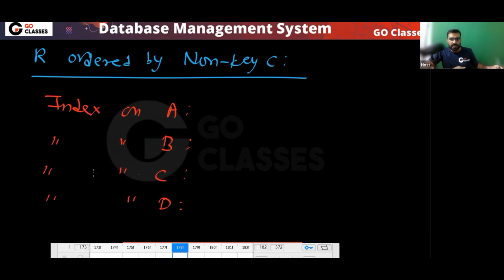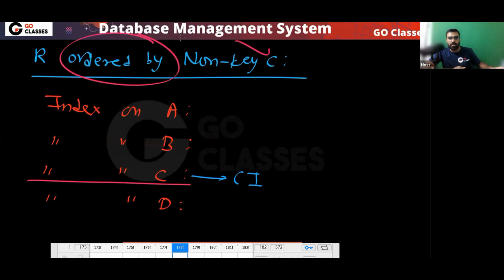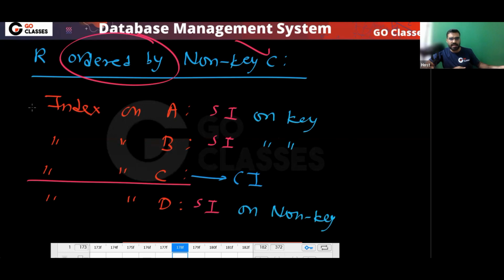Here, the index on C will be called a clustering index, because your file is ordered by non-key C. The remaining will be secondary indexes: two will be secondary index on key, and one will be secondary index on non-key. So you can create all these indexes simultaneously, 4 indexes at the same time, and these will be their types.